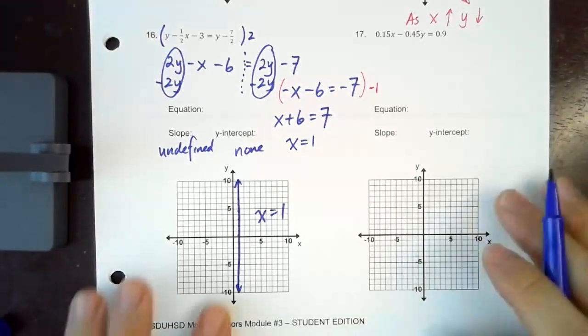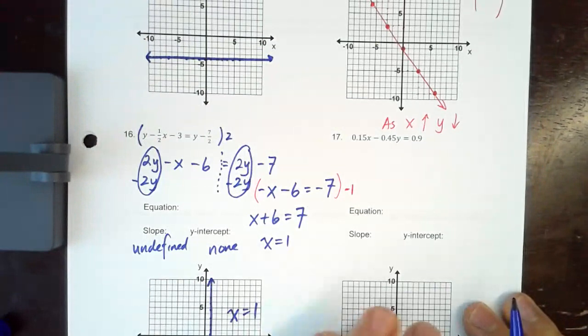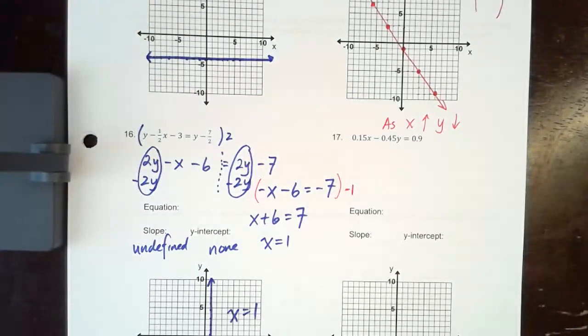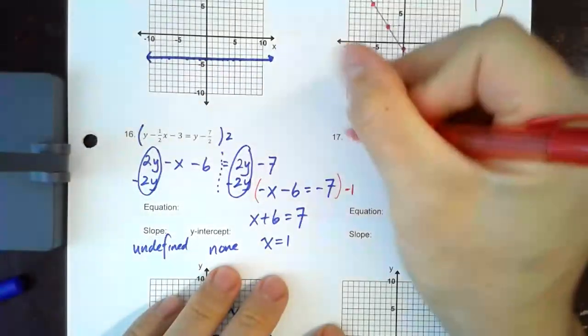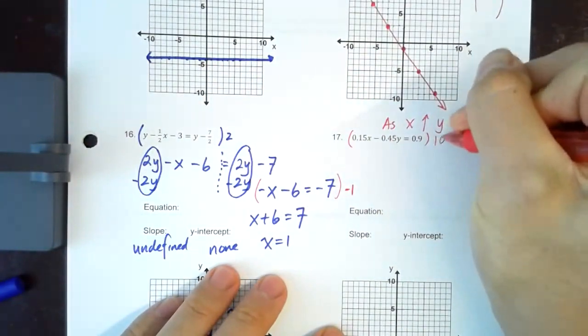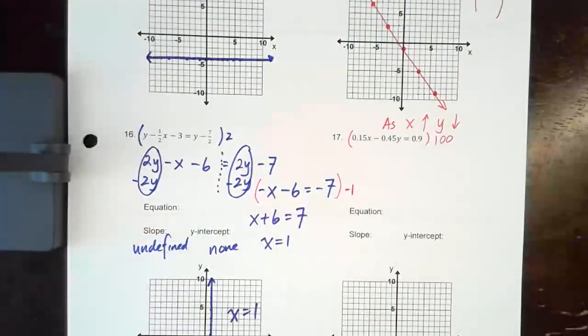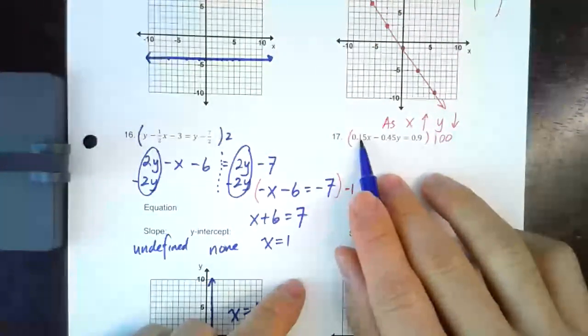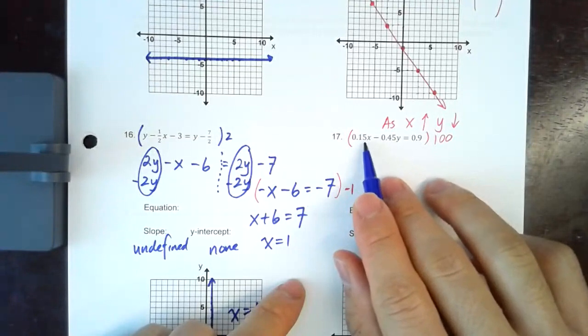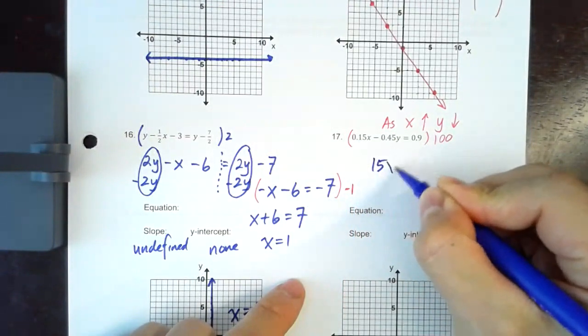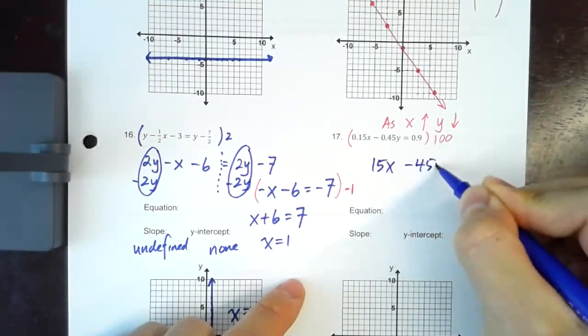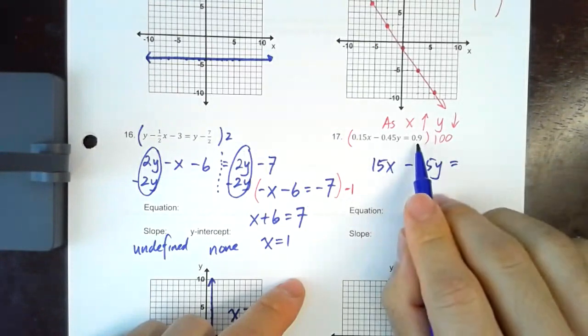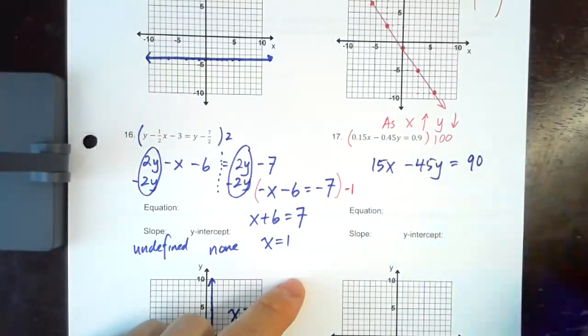Okay, I'm going to do things a little bit differently for number 17. I'm going to have fun with it just because it's the last question. I hope you enjoy this question. Let's multiply the entire equation by 100. Now, I multiplied by 100 and not 10 this time because I wanted to move the decimal 2 placeholders to the right. I end up getting 15x minus 45y is going to equal 0.9 is actually 90.